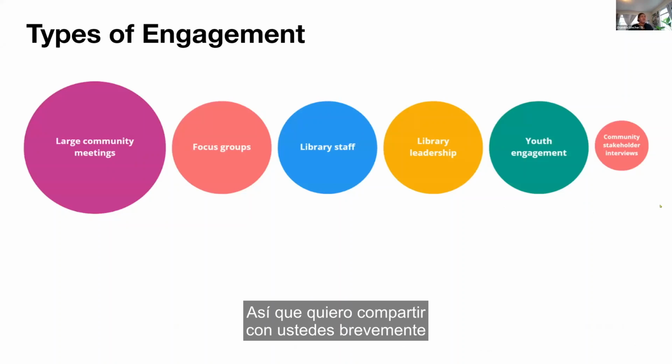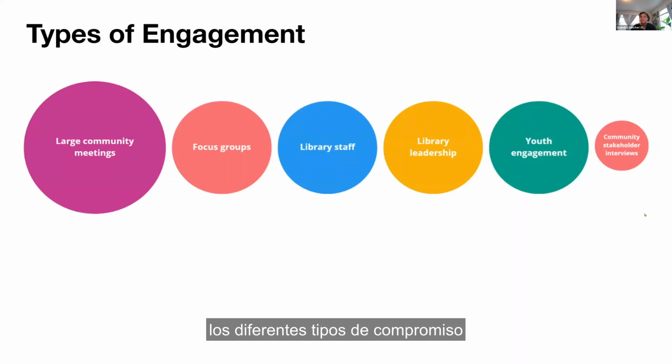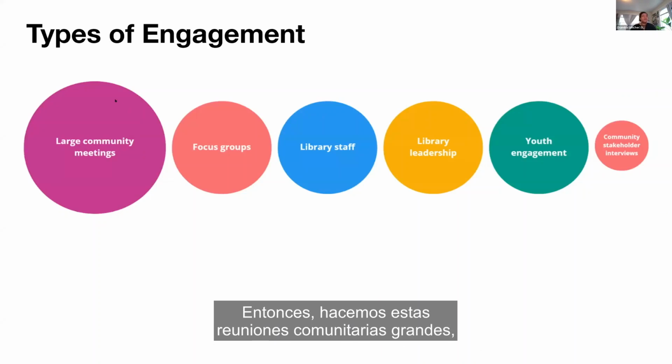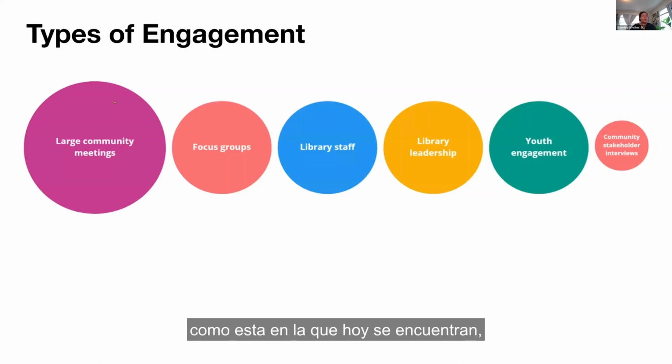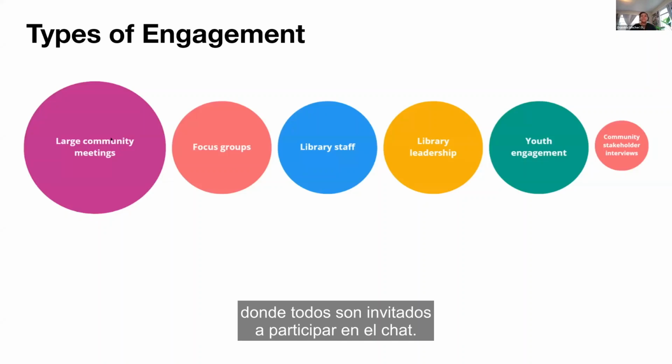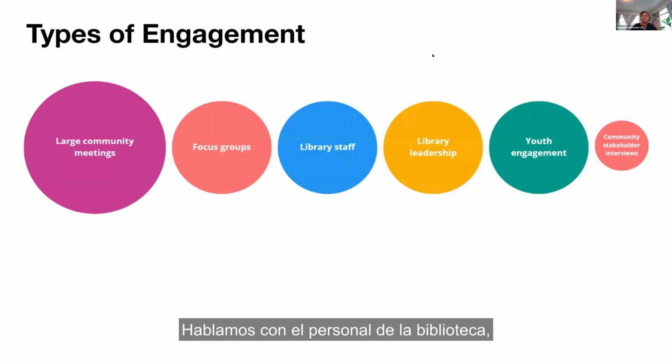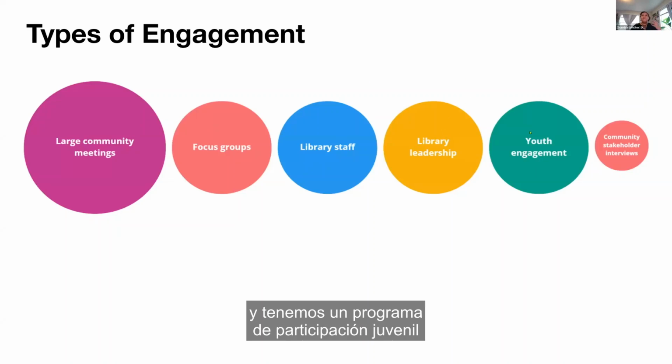So I wanted to share with you very briefly the different types of engagement that we were kind of showing on that calendar. So we do these large community meetings like what you're in today, where everyone is invited to participate and chat. We also do these smaller meetings that we're focusing on specific communities. We talk to the library staff, we talk to the library leadership, and we have a youth engagement program where we meet with students once a month and talk about design and talk about engagement. And that's going to happen all the way through the entire process.